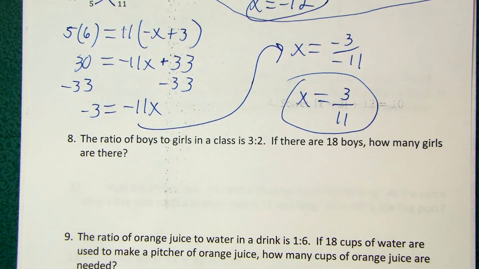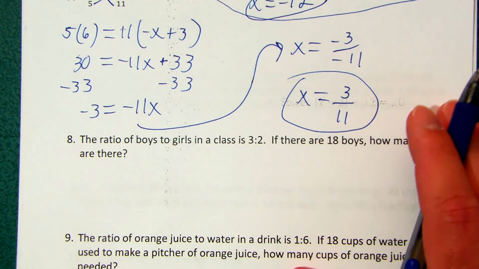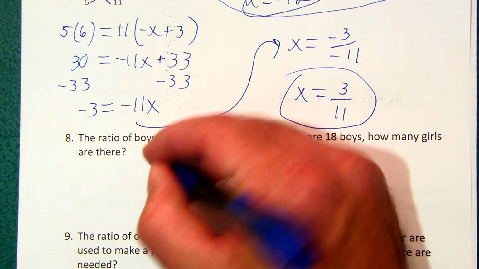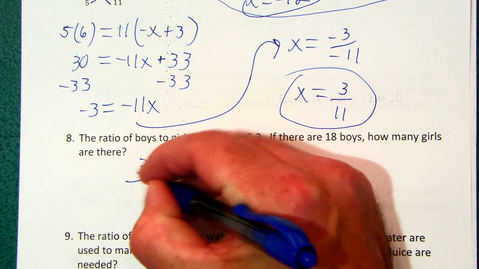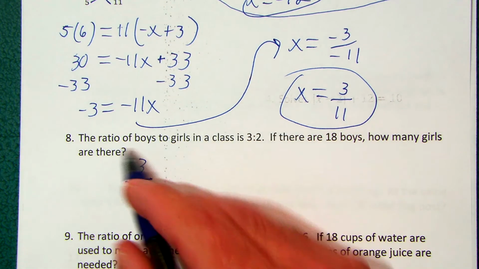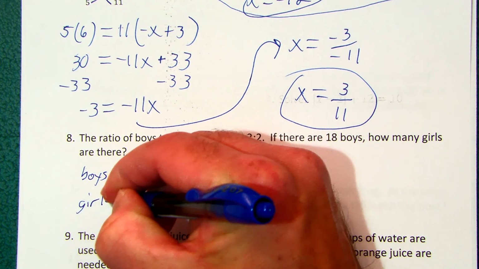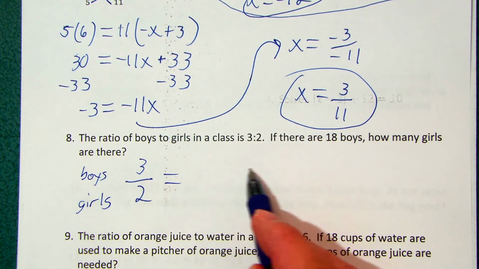All right, number 8 here. The ratio of boys to girls in a class is 3 to 2. If there are 18 boys, how many girls are there? So your first ratio was 3 to 2, and that's boys to girls. Okay, so we're going to keep boys in the numerator, girls in the denominator.